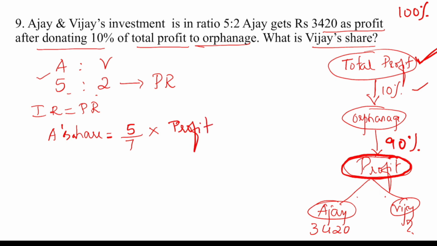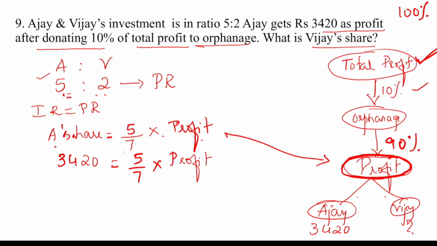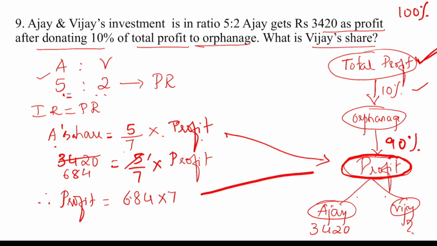How can we calculate A's share? 5 parts divided by total parts, into profit, will be A's share, but we know A's share is 3420. It is 5 by 7 into the profit, which we don't know, so I will write it like this. Now 5 ones are 5, 5 sixes are 30, 5 eights are 40 and 5 fours are 20. So the profit will be 684 into 7.